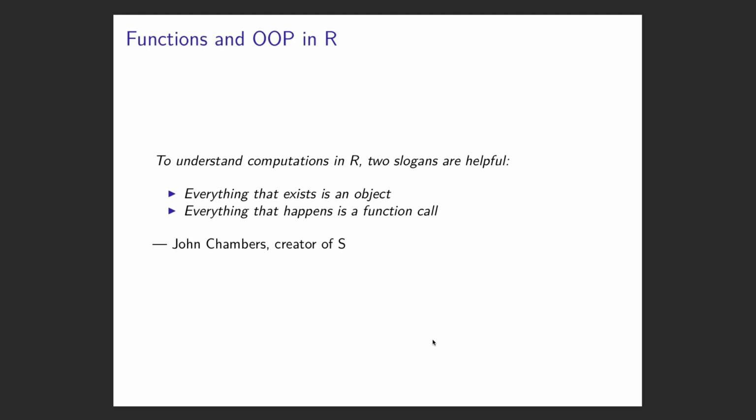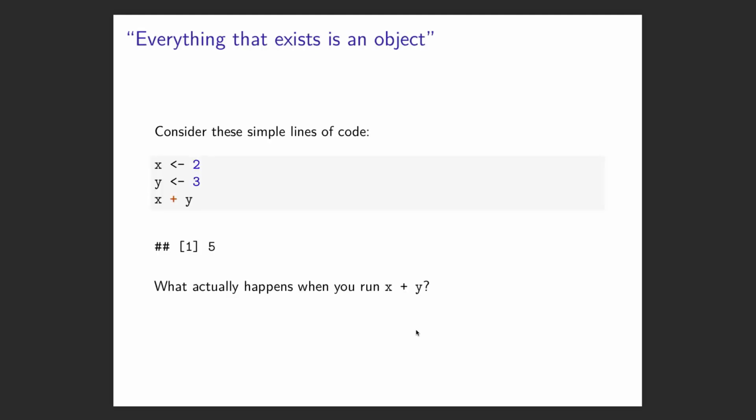So to understand computations in R, says John Chambers, two slogans are helpful. Everything that exists is an object. Everything that happens is a function call. We're going to spend the next couple of slides understanding exactly what each of those two statements mean. So first, everything that exists is an object.